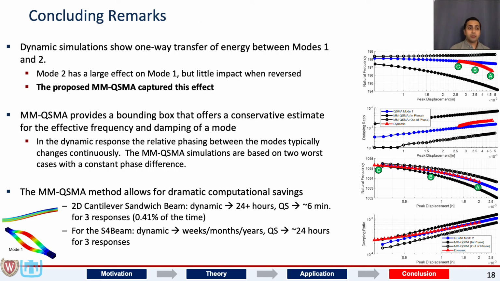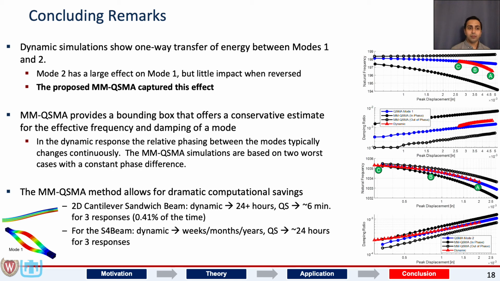To conclude, we have seen a dynamic simulation for our 2D beam that shows a one-way transfer of energy between modes 1 and 2, where mode 2 has a larger effect on mode 1, but little impact when reversed. What's interesting to see is that this multimode QSMA approach can also capture this effect by changing the size of the bounding box. The bounding box also provides a conservative estimate for the effective frequency and damping ratio of a mode.